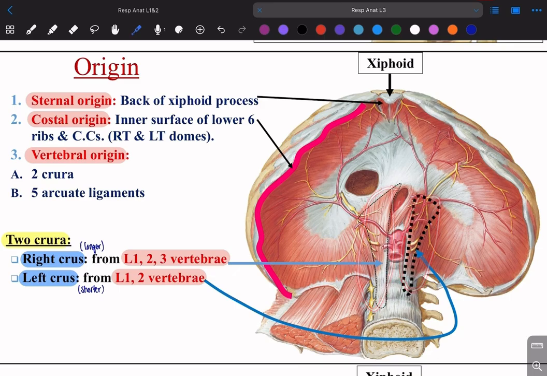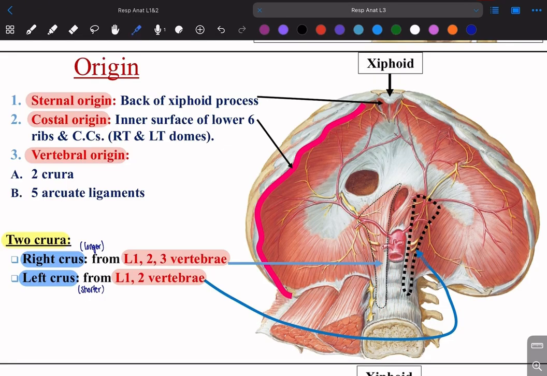So just for information to remember, crus means in Arabic الساق, which is like the leg. Okay, so if you see here, it actually does look like a leg. Okay, they look like legs. So just to remember it, we have the right leg and the left leg, the right crus and the left crus. So the right crus is longer than the left crus.